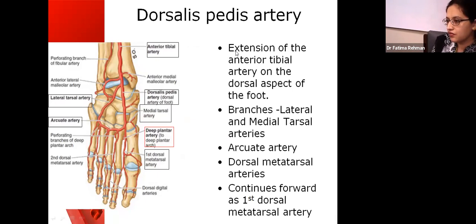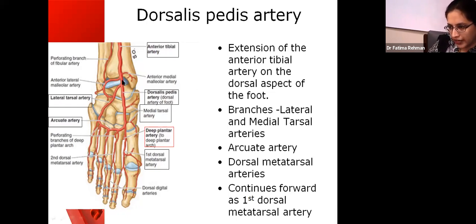Dorsalis pedis artery is the continuation of the anterior tibial artery on the dorsum of the foot. Its branches are the lateral and medial tarsal arteries. It gives off the arcuate artery and it gives off the dorsal metatarsal artery. So now we are going to have a look at the picture first.